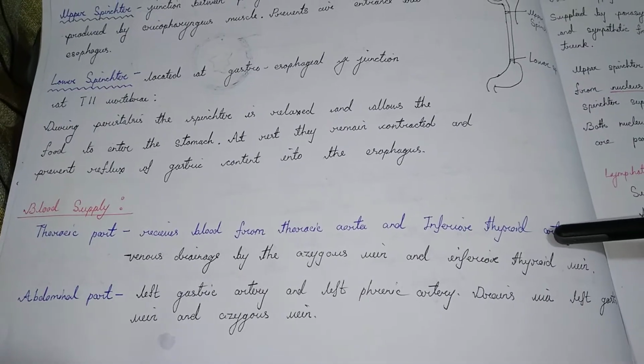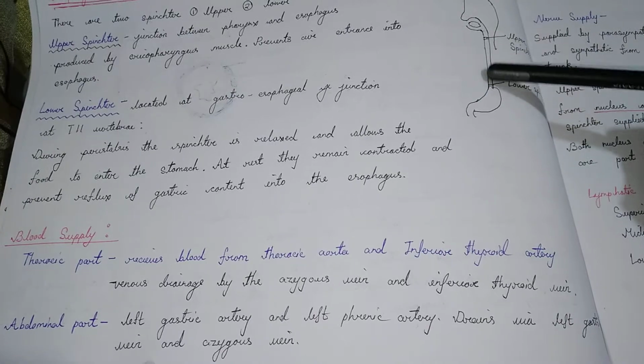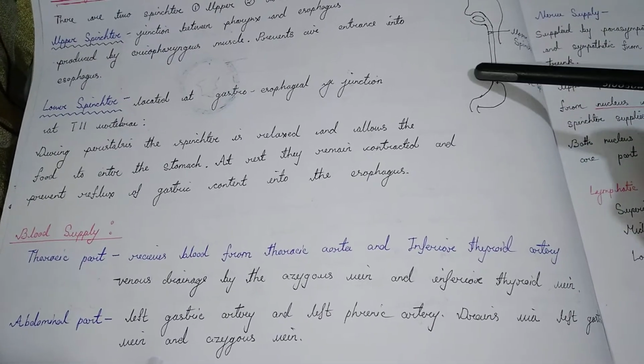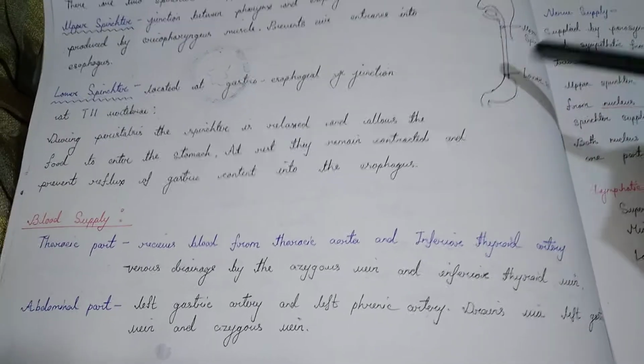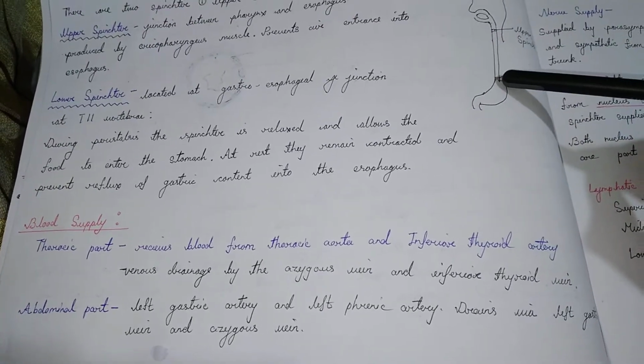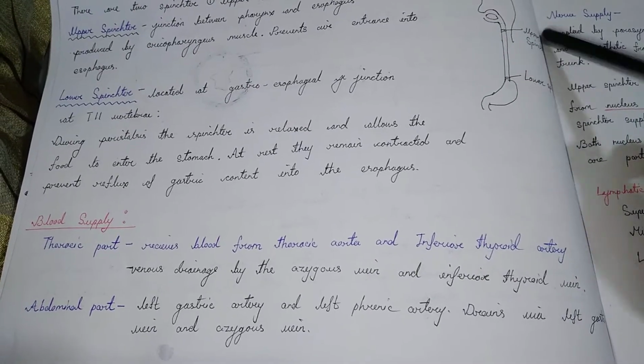For the blood supply, the esophagus has two parts: the thoracic part, which is the major part of the esophagus, and the abdominal part, which is present just below the diaphragm. The thoracic part receives blood from the thoracic aorta and the inferior thyroid artery.